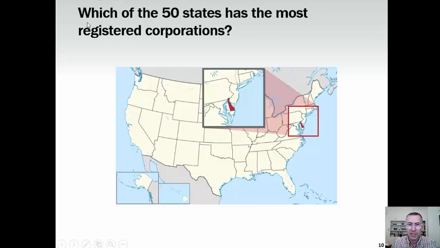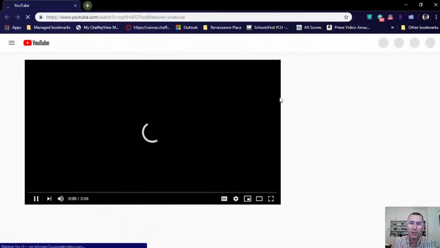So let's see if you guys can guess. I have a little map here. Which of all the 50 states has the most registered corporations? Again, I have a hyperlink here with the answer, and let's see if it pops up quickly enough. It is Delaware, right? The state of Delaware is the one that has the most corporations.